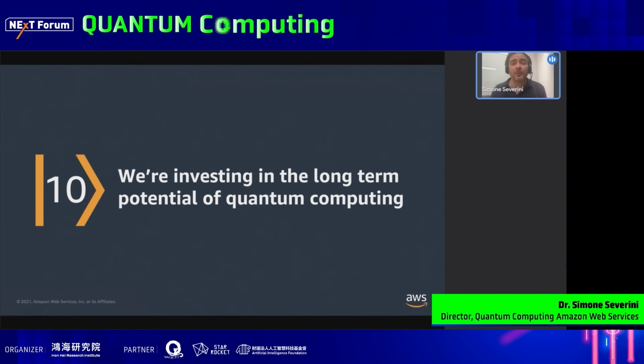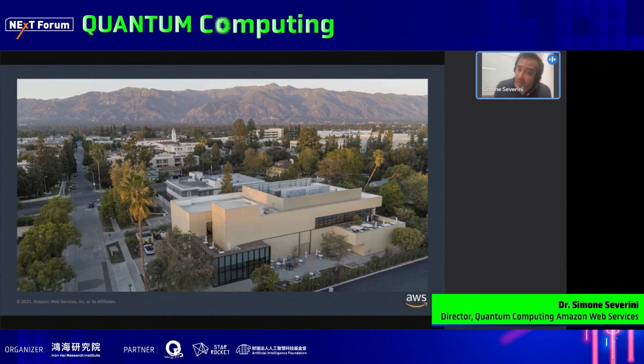Now, finally, let me tell you a bit about our own hardware project. This is the 10th point, my last point. We are investing in the long-term potential of quantum computing. Let me tell you what we do about hardware. In 2019, we started building an organization called the AWS Center for Quantum Computing. The main facilities are in Pasadena. In fact, we have a dedicated building that we built just very recently on the campus of Caltech.